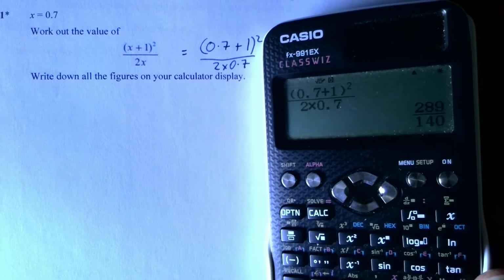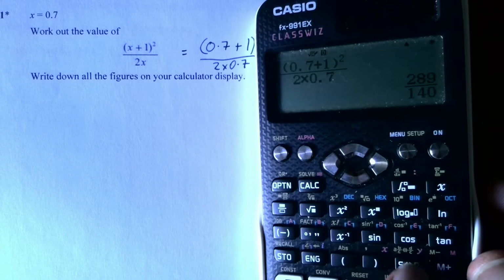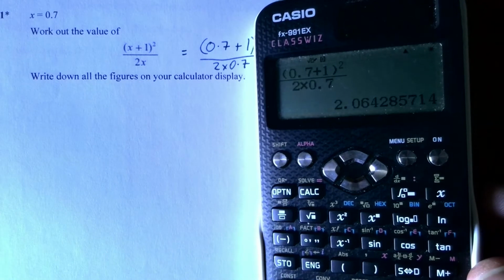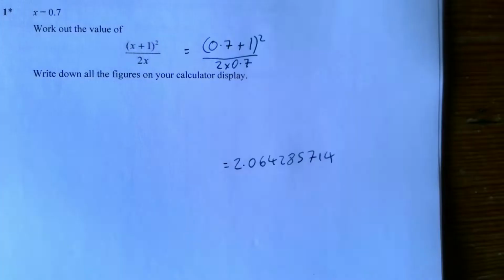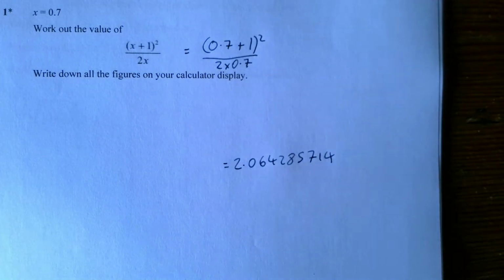And that's the first thing, but then of course you need to hit S to D, and so it says all the figures in your calculator display. And that's a question you've really got to make sure you get right. Now remember, it's only 13 marks to get a grade 4. That's 2 of them straight away.